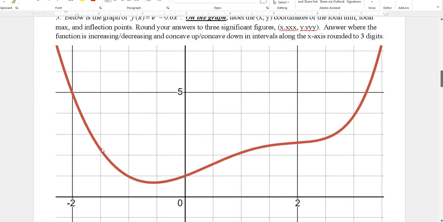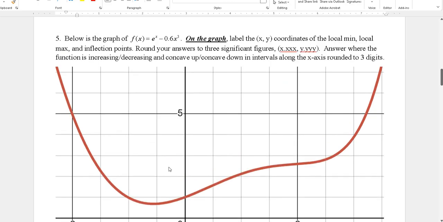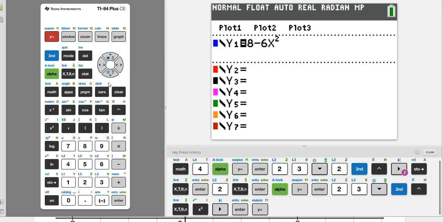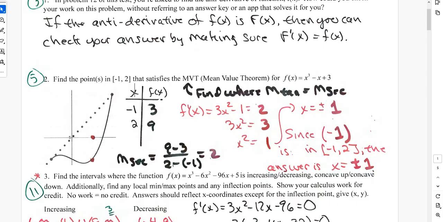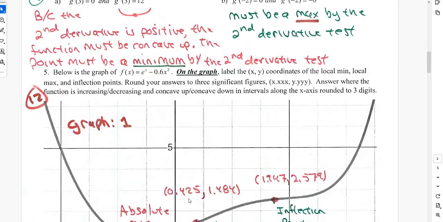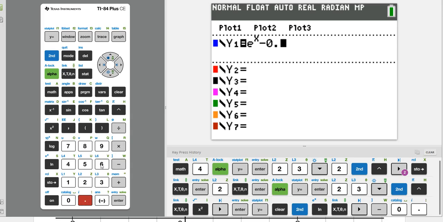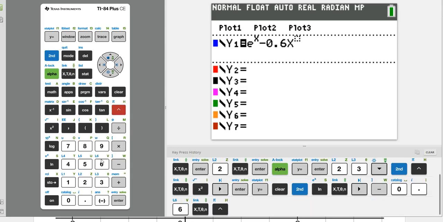Yeah, you have to use your calculator, right? So let's remind ourselves how to put something like this in. Now, for this one, I think you can differentiate this without being really fancy, right? Let's put that into our calculator real quick and remind ourselves of a few things. So I want e to the x minus, and what was it? 0.6 x cubed. Thank you. Bam.